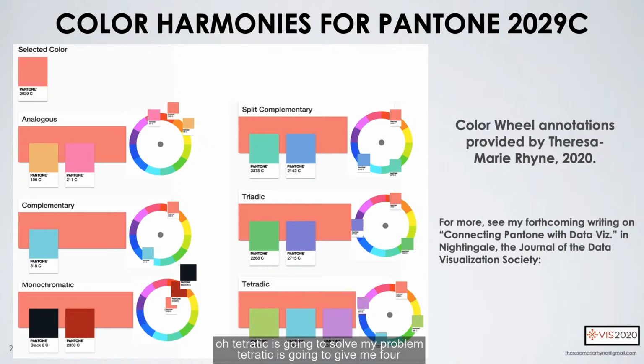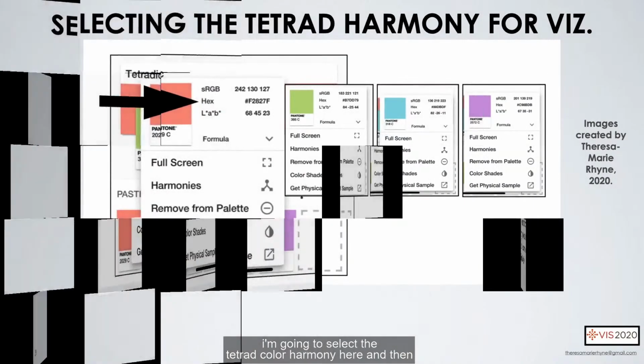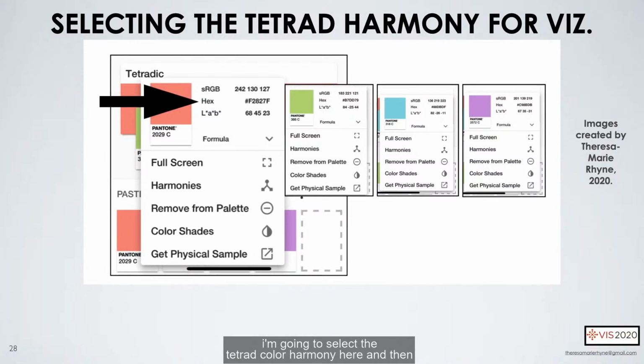Tetradic is going to give me four colors that are distinct and spread apart on the color wheel from each other. So that's what I'm going to choose. So I'm going to select a tetrad color harmony here. And then Pantone, because Pantone Connect is kind of powerful, it's going to give me the sRGB value. It's going to give me the hex value, which I'm going to need to enter into this palette. And it's going to give me the lab values as well, if I need that for a particular color tool. And you might need that for some advanced visualization capabilities that you might be doing.